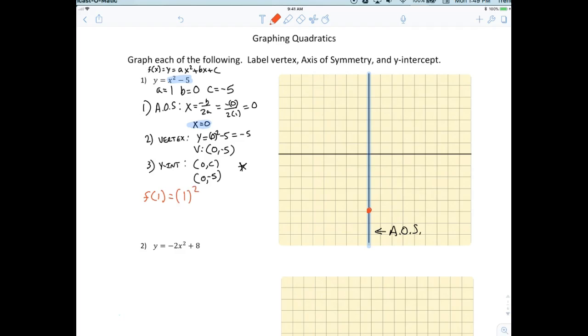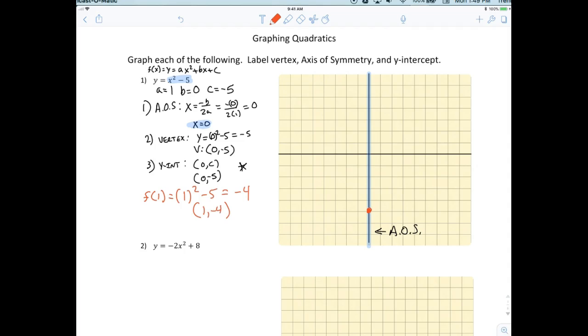1 squared minus 5. What's 1 squared minus 5? Negative 4. So what point is also on the graph? Negative 4. No. What point is on the graph? What other point is on the graph? 1 what? 1 negative 4. 1 negative 4 is on the graph.